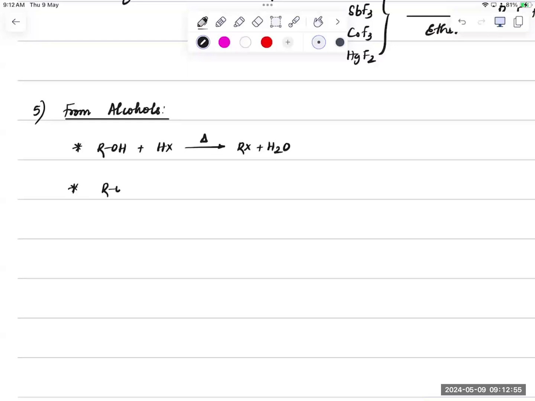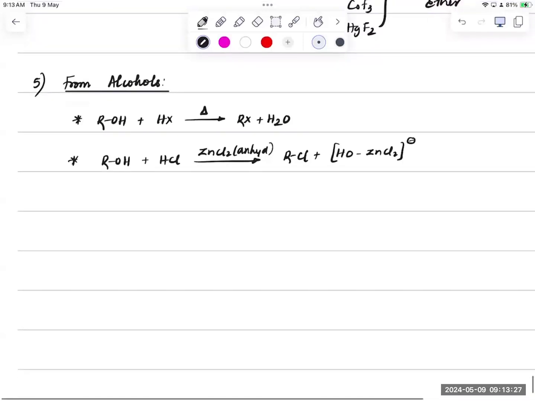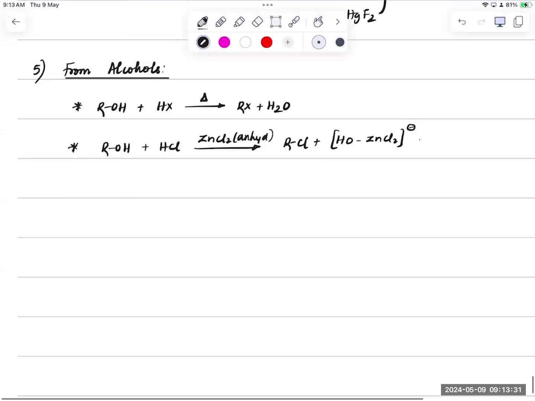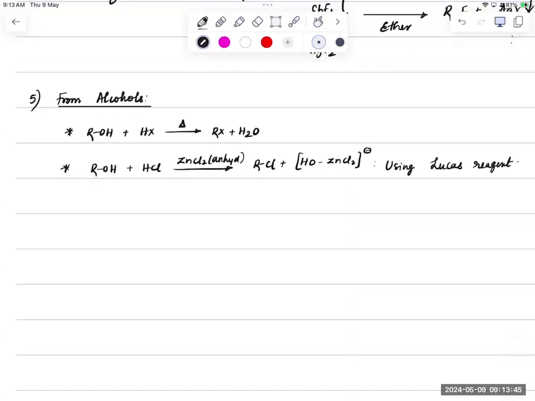Second, ROH plus HCl in the presence of anhydrous zinc chloride. Then we'll get RCl plus H2O plus Zn, right? Sorry, this H2O will be part of Zn, so we get H2O with ZnCl2 with a minus charge. This kind of complex will be formed here. So this is using Lucas reagent. Just now we have seen how the Lucas reagent reaction is done.